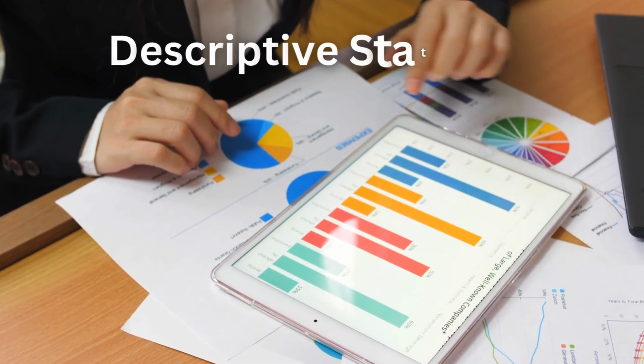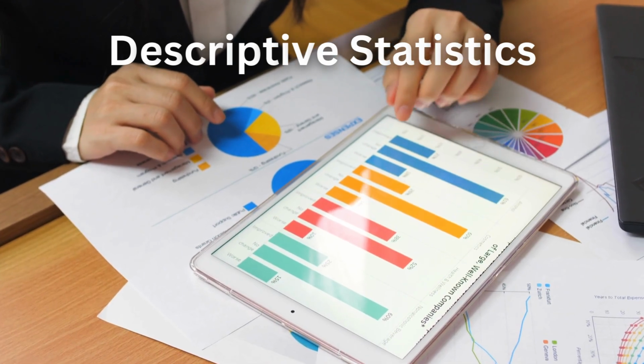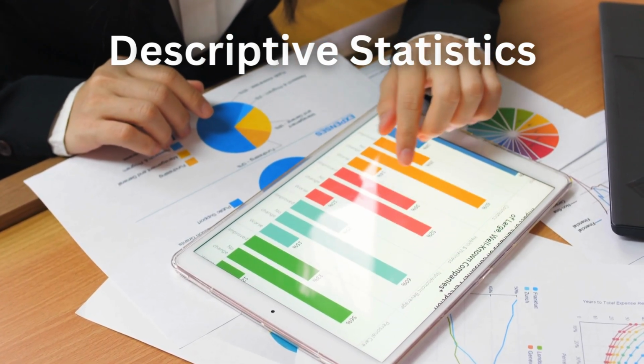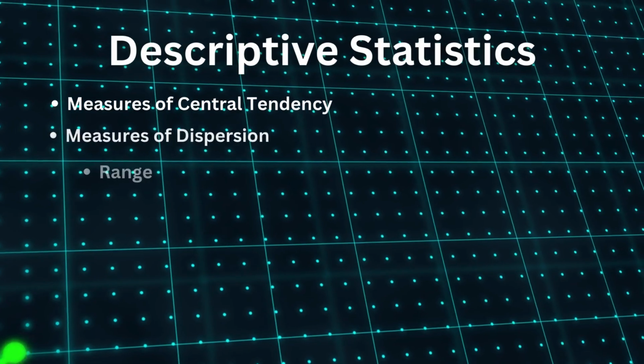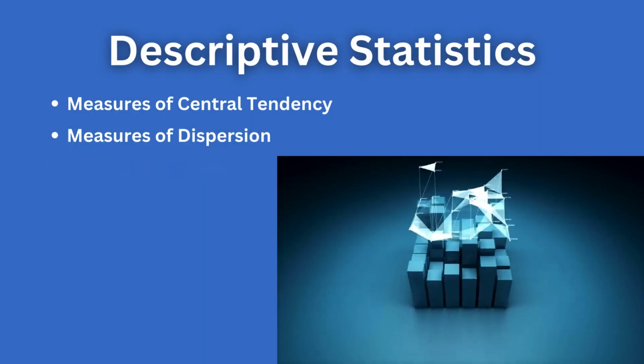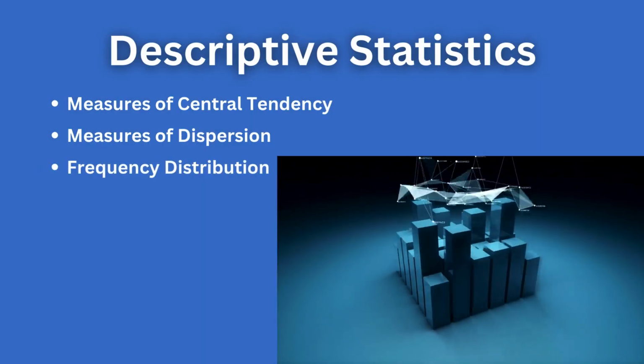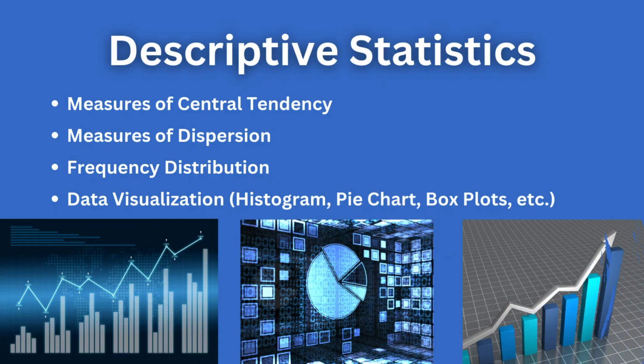We will also cover descriptive statistics, in which we get to know about the measures of central tendency, measures of dispersion, frequency distribution, and visualization of data: histogram, pie chart, and box plot, and how these visualizing tools are used in statistics in order to present the data well.